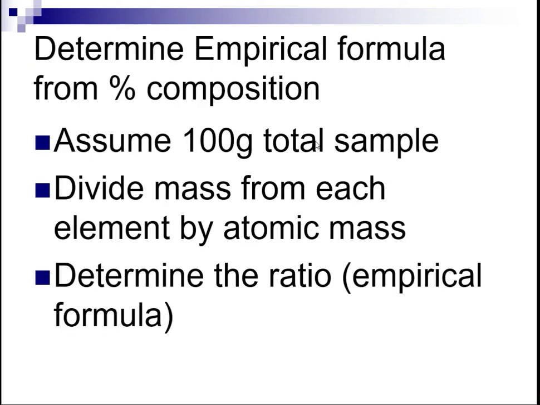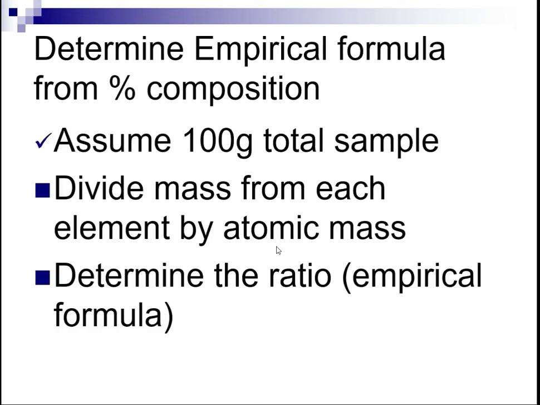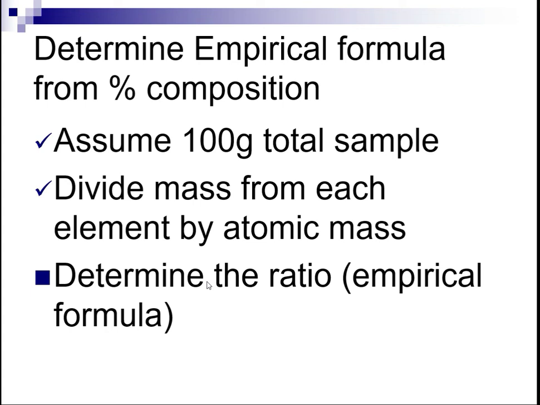So the steps are, first off, assume a 100-gram sample. So if I assume a 100-gram sample, all those percentages become masses, and that's good. That's easy. Second step, divide each one of the masses by the atomic mass. So I'm going to divide the magnesium mass by the magnesium's atomic mass, take the carbon's mass divided by the carbon's atomic mass, and take the oxygen mass and divide it by the oxygen's atomic mass. Again, oxygen is not the O2 number, it is the oxygen number just for O. I get a ratio of these three numbers, and then the last thing we need to do is determine the ratio. And we do that by dividing by the smallest of the numbers.